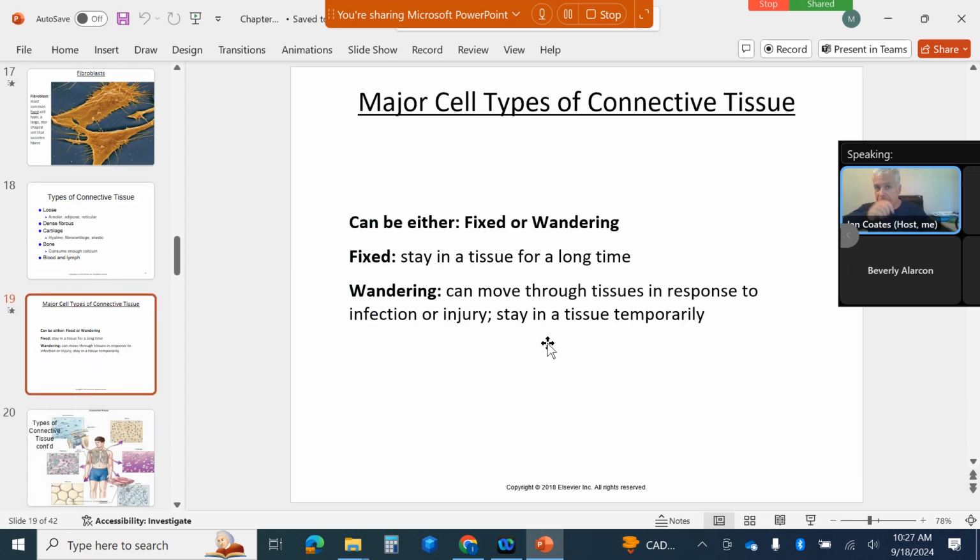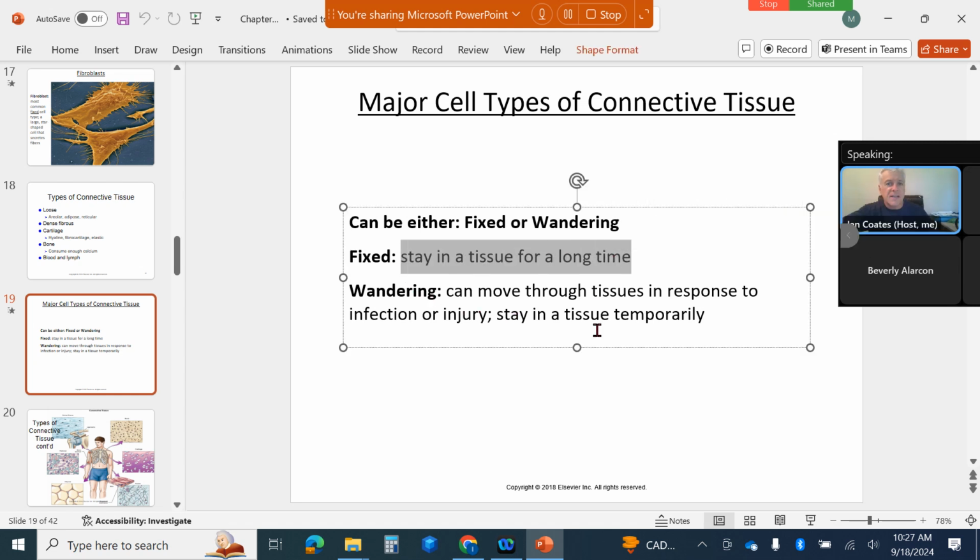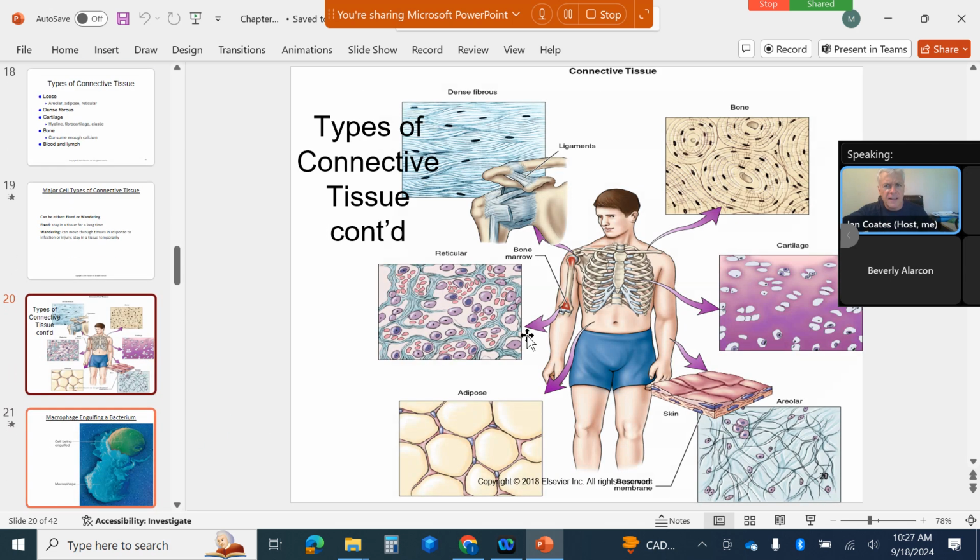So major cell types, they can be fixed or wandering. Okay, fixed connective tissue, they stay in place there for a long time. Wandering, these guys here can move. Really? How can they move?